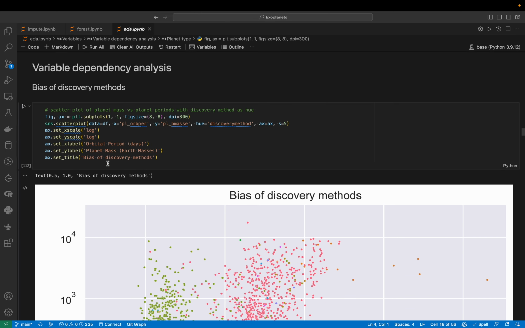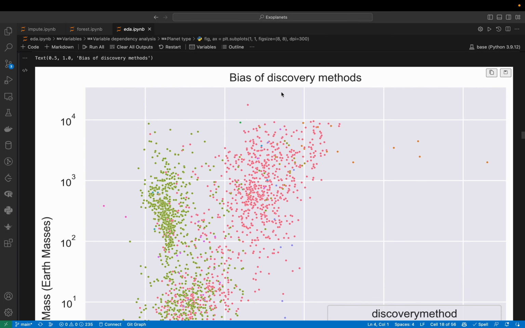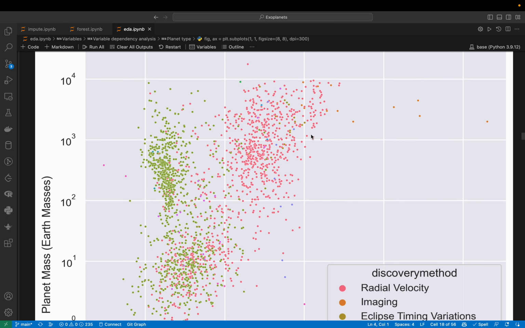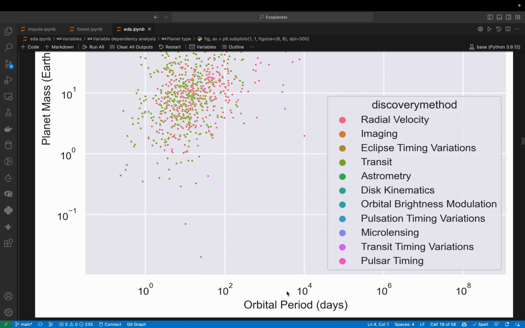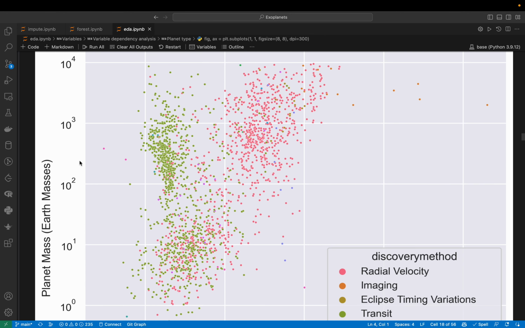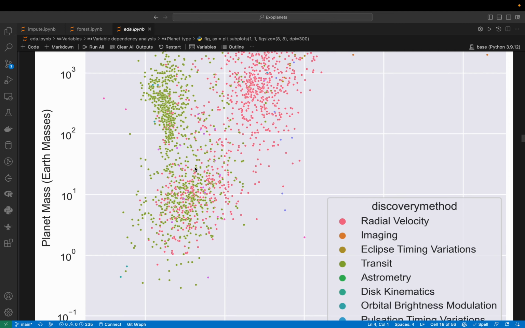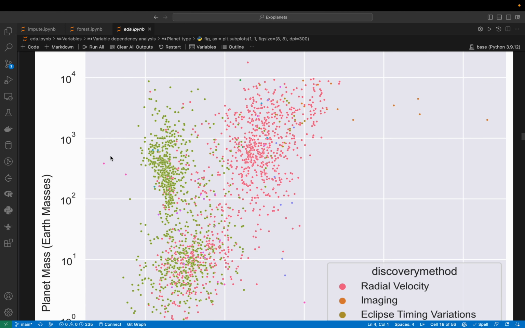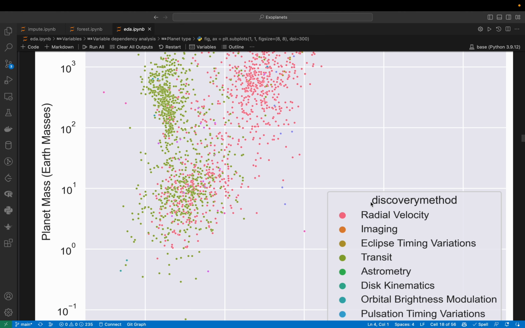Here's some variable dependency analysis. For example, here we test the bias of discovery methods. Radial velocity has a bias toward long-period and massive planets, but the transit method has a bias toward short-period and massive planets. So nearly all methods have a bias toward massive planets.